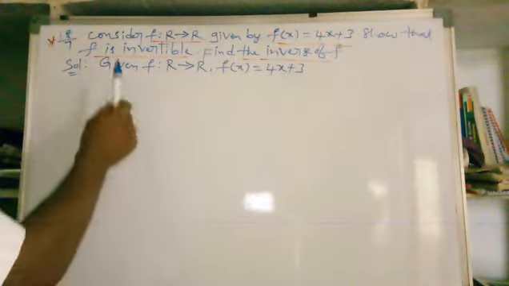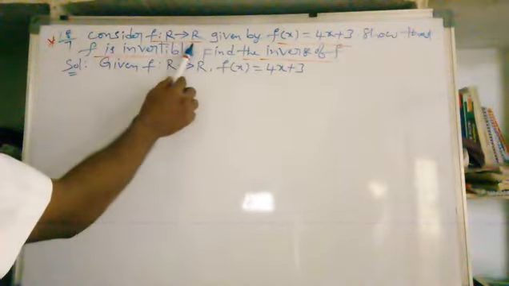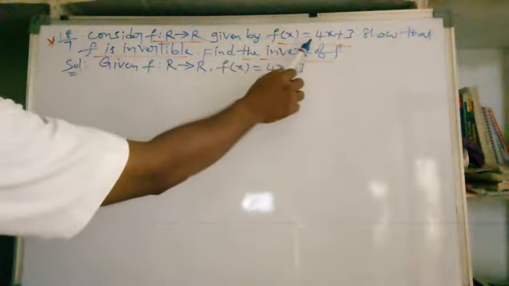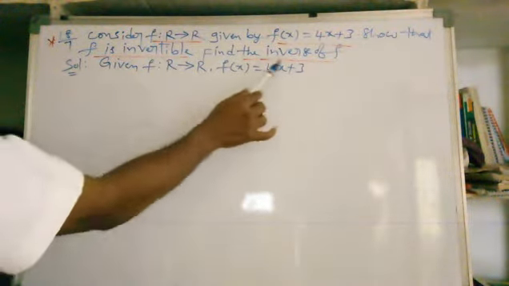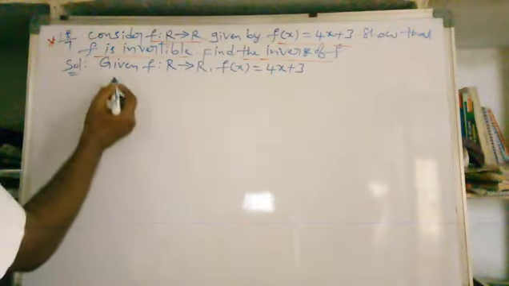So here in this question, consider f as a mapping from R to R given by f of x is equal to 4x plus 3. Show that f is invertible. Find the inverse of f. So first write here the given data.